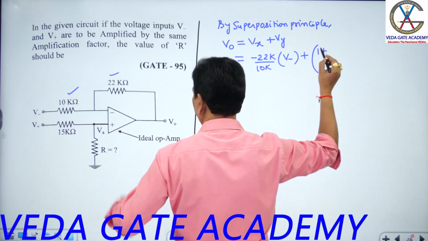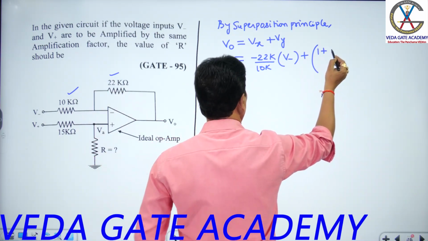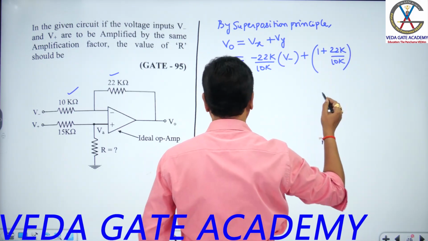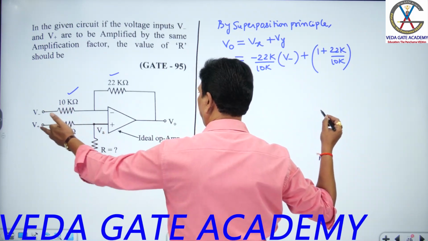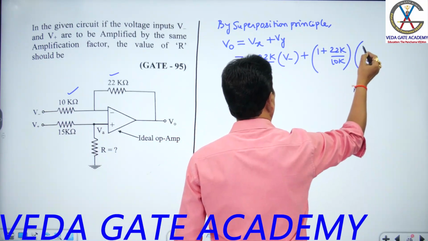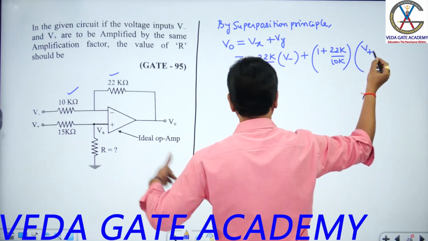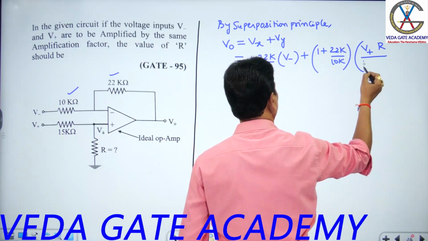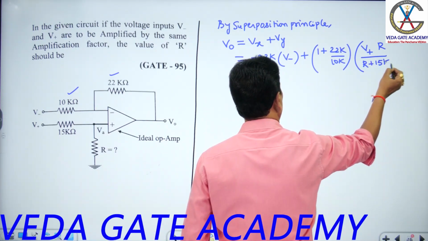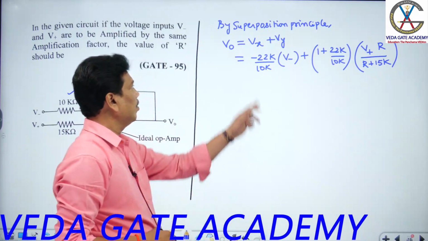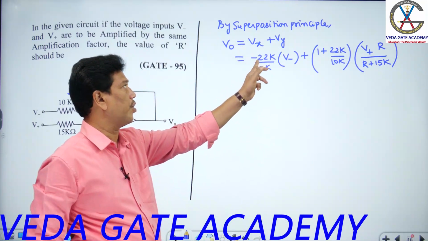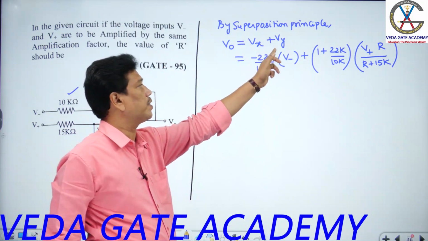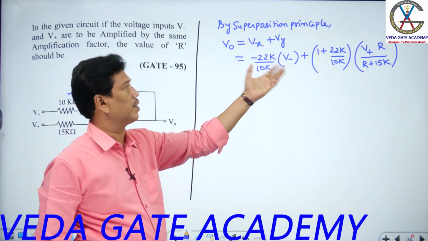So 1 plus the same gain defining factor, 1 plus 22K by 10K, into the non-inverting node voltage. It is a divider value, not a direct value. That is, V plus concerned is R divided by R plus 15K, students. So using the superposition principle, output I write as Vx plus Vy, where Vx is the output by the inverting input only and Vy is the output by the non-inverting input only.